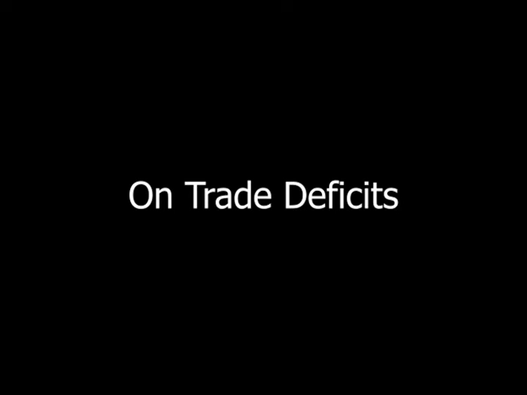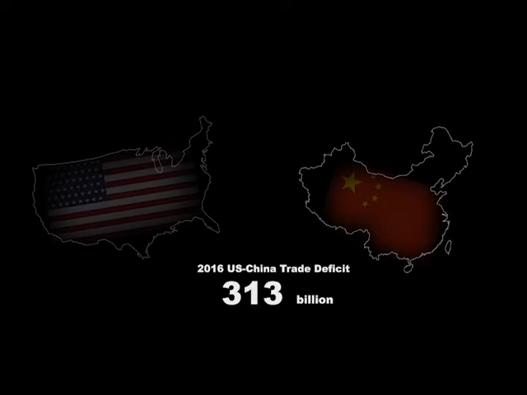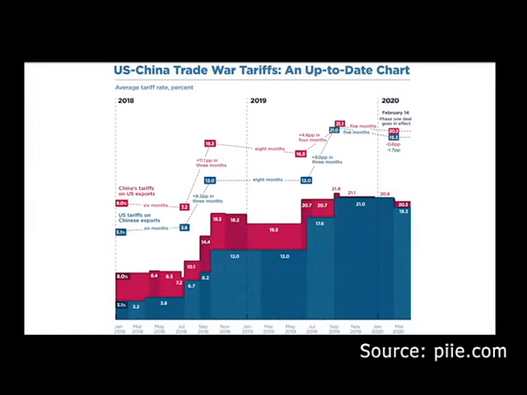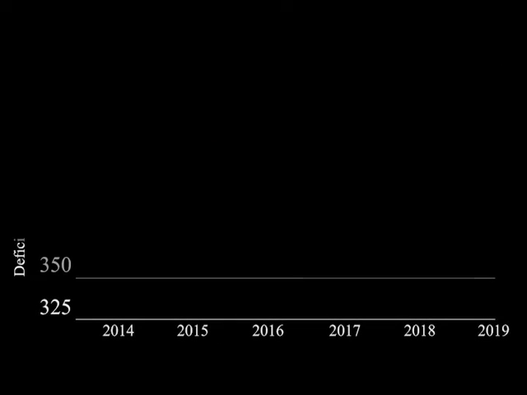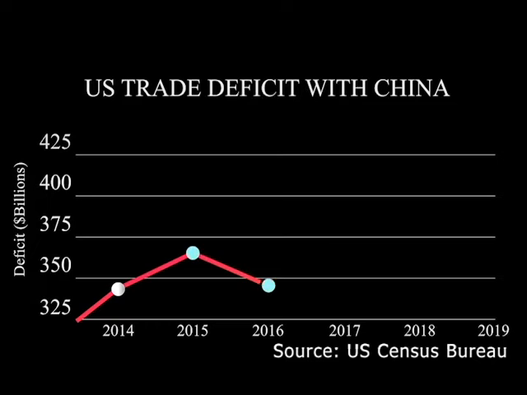Throughout his presidential campaign, Donald Trump continuously promised to prioritize American workers, in part by reducing the trade deficit with China. However, despite enacting massive tariffs, the U.S. has seen its trade deficit with China remain comfortably above $300 billion a year. Let's talk about why.